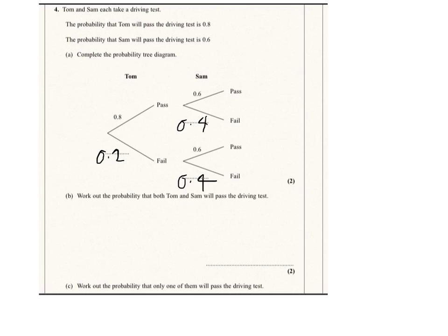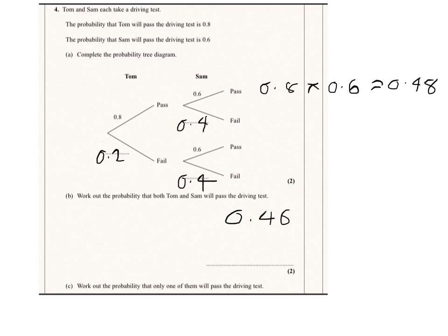We have to then work out the probability that both Tom and Sam will pass the driving test. So if we fill in the branch at the end, Tom passing is 0.8, and if we want Sam to pass as well, we must multiply, so that's 0.8 times 0.6, which is 0.48. So the answer to that part of the question is 0.48.